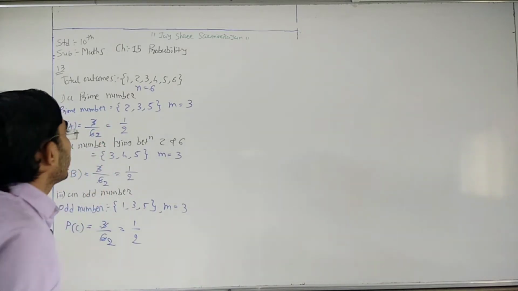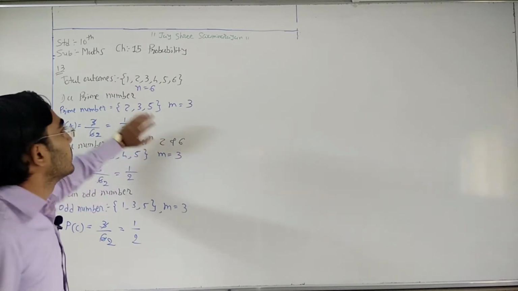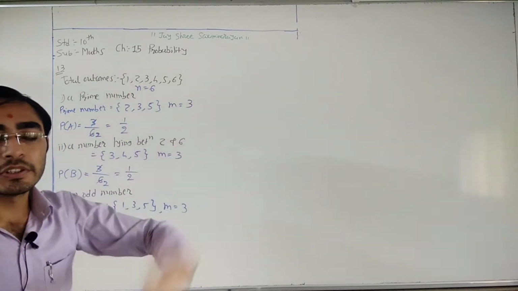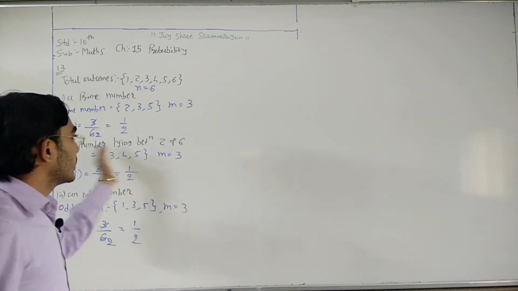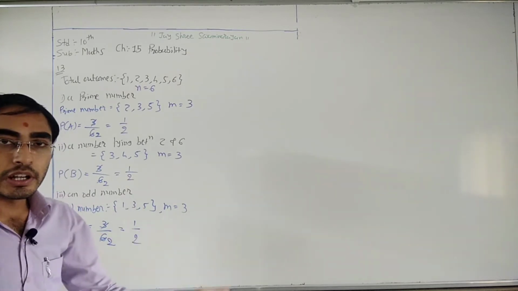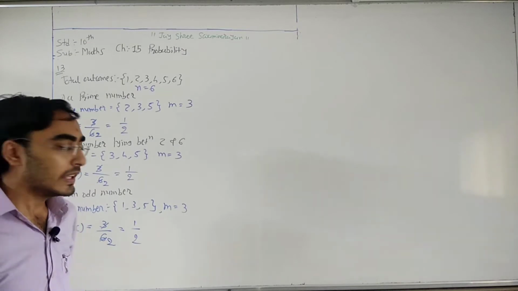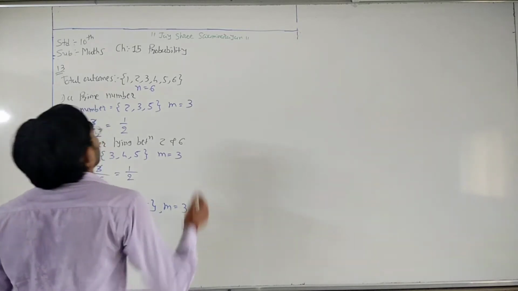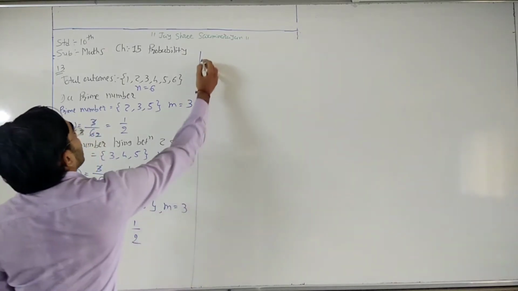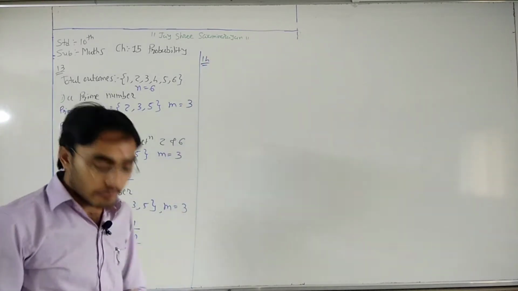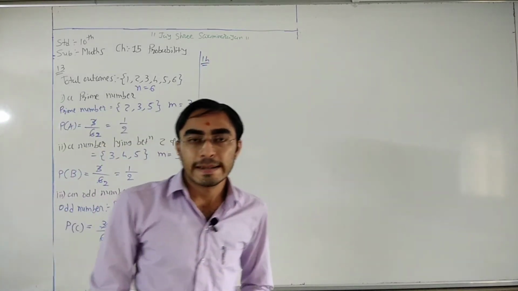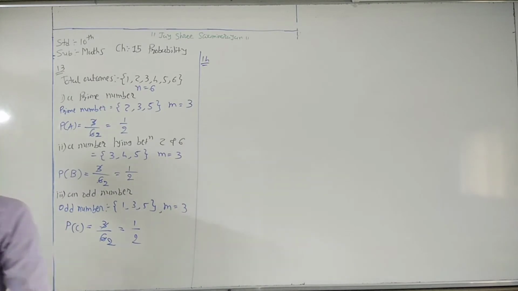Okay, 1 by 2 means half. Out of 6, 3 are prime numbers and 3 are composite numbers. Numbers lying between 2 and 6 are 3, and 3 are not lying between 2 and 6. Odd numbers are 3, and even numbers are 3. Okay. After that, question number 14. So first of all, read question number 14.